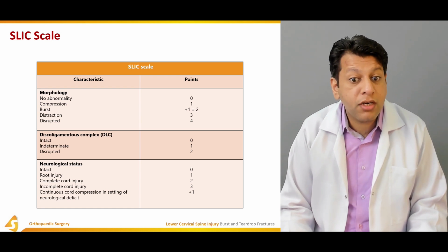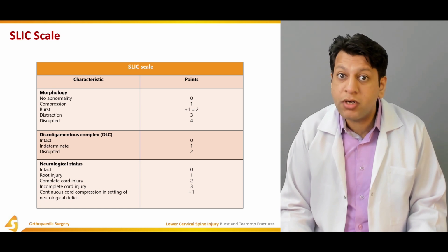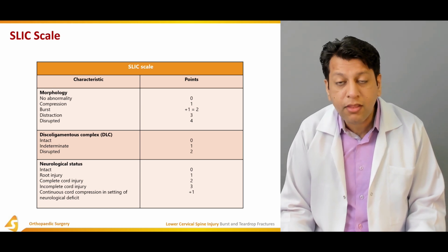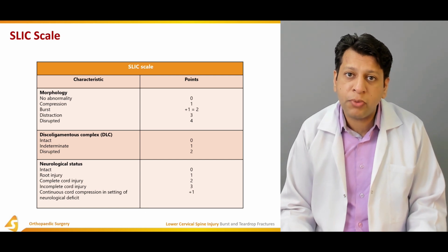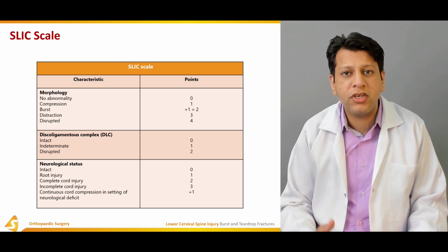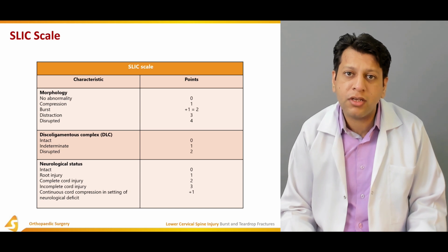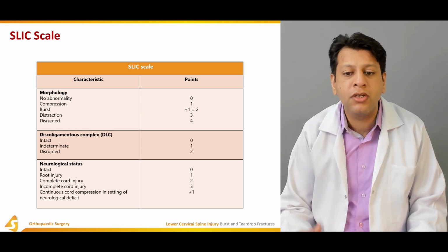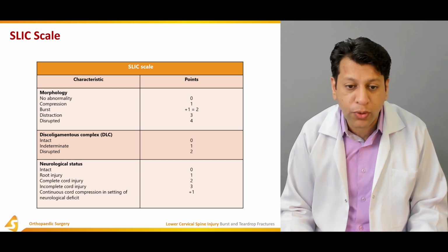Coming to the discoligamentous complex, this could be intact, indeterminate, or disrupted. If it appears intact, that means there is no spinous process widening and there is no anterior translation, then you give it a 0. If it cannot be determined and there is a high index of suspicion, considering the kind of injury it is, then you give it a 1. Otherwise, if it appears disrupted, give it 2 points.